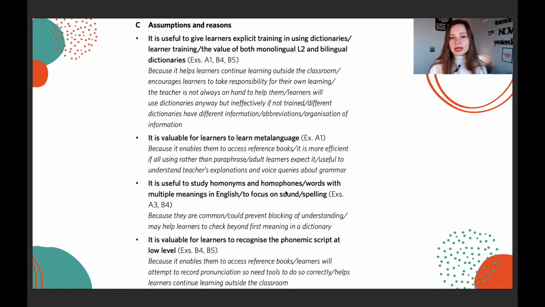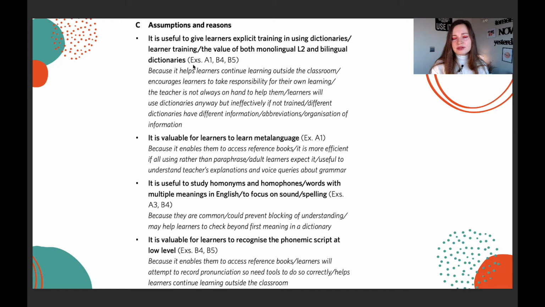First of all, it's really important to understand how to shape your answer. There are some frames that can make your life easier and help you answer in a more specific and concise way. What I'm trying to say is, you have here the beginning: it is useful to give learners explicit training in something. And then you have because. So first you mention it is useful, or it is helpful, or it is vital, or it is important to do something, and you mention what exactly. And then you mention why.